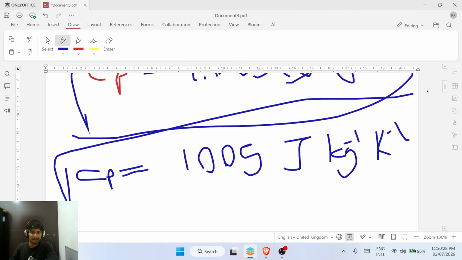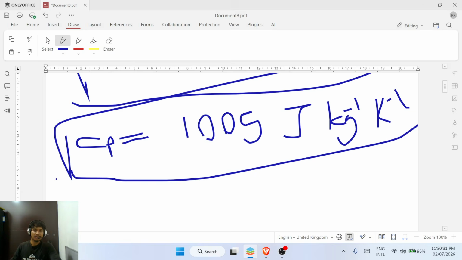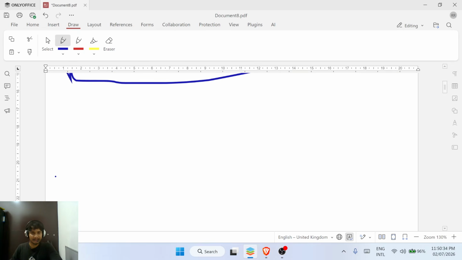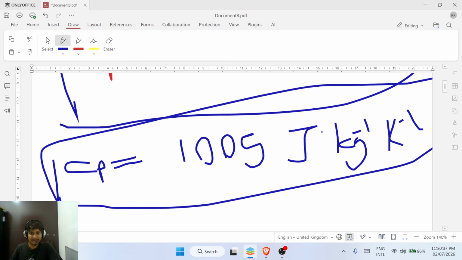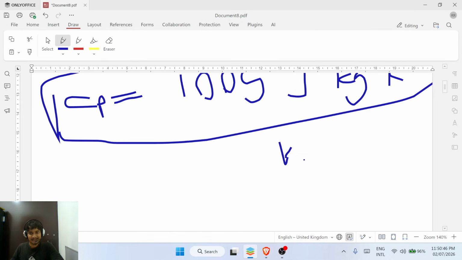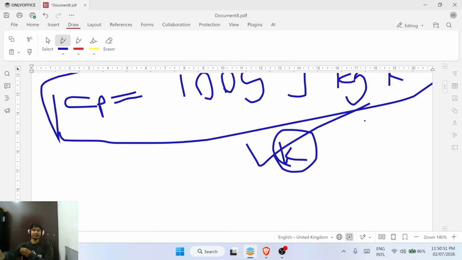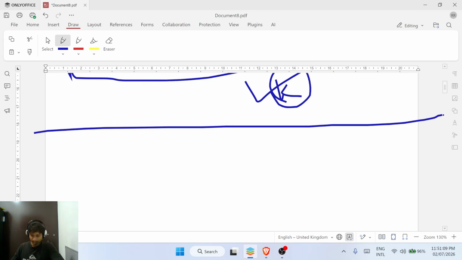I mostly never use kilo, to avoid mistakes. Sometimes we may forget the kilo, and therefore we may make many mistakes. If we just forget the kilo, the answer may change by 1000 times. Now we have noted all the states, pressure, volume, and temperature, in notations. Now let's move to the question.